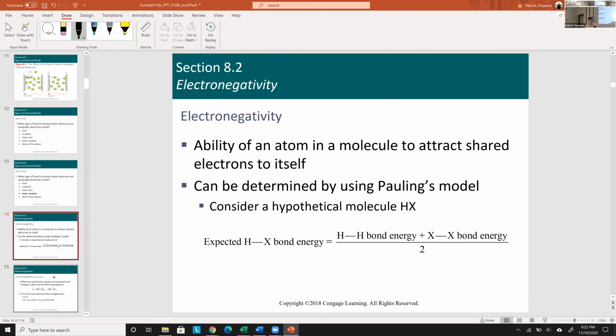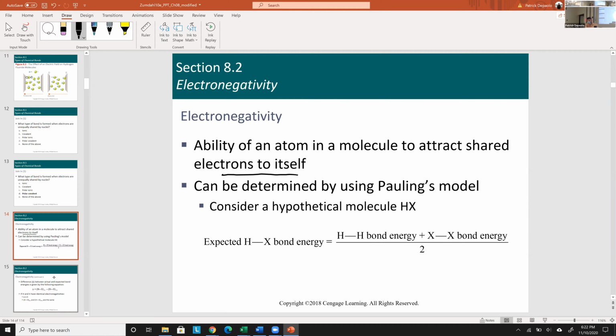So electronegativity is the ability of an atom in a molecule to attract electrons to itself. Basically, we learned about electron affinity. It follows the same exact trend as that, meaning the elements in the top right have the highest electronegativity. So they like to not only take in electrons, but they like to pull electrons closer to themselves in covalent bonds. So that's what electronegativity is.